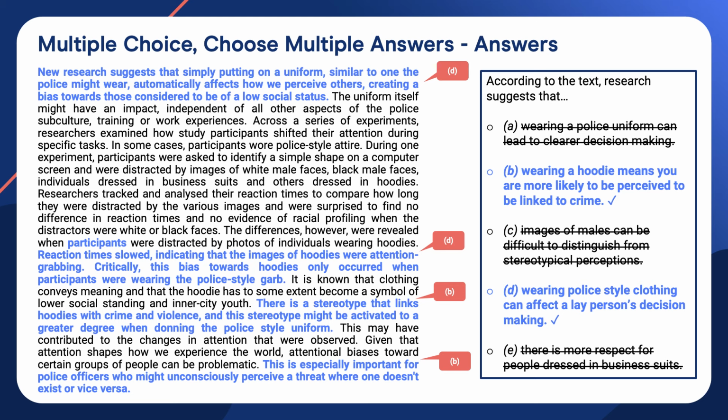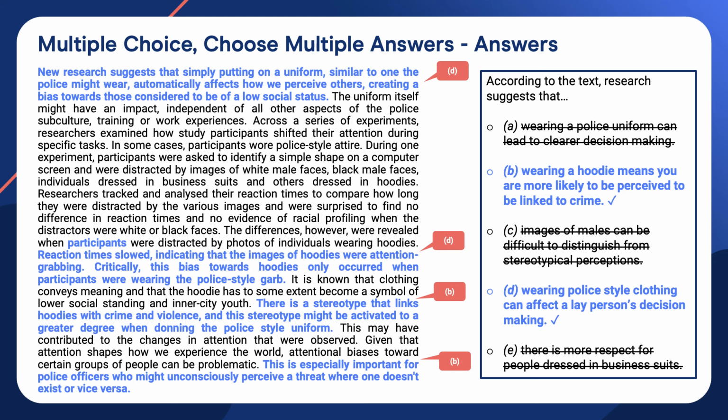The second answer is D. The answer option says, wearing police-style clothing can affect a lay person's decision-making. And there are two corresponding parts of the text that match this answer option. The first part says, new research suggests that simply putting on a uniform, similar to the one police might wear, automatically affects how we perceive others, creating a bias towards those considered to be of a low social status.